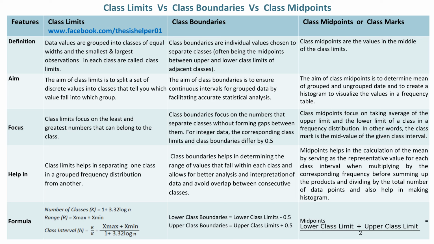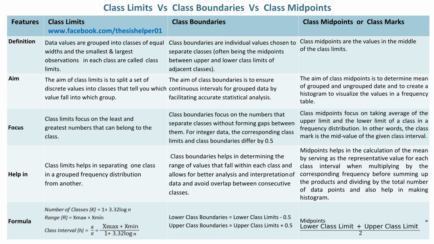Class limits help in separating one class in a grouped frequency distribution from another, whereas class boundaries help in determining the range of values that fall within each class, allow for better analysis and interpretation of data, and avoid overlap between consecutive classes. Whereas, midpoints help in the calculation of the mean by serving as the representative value for each class interval when multiplying by the corresponding frequency before summing up the products and dividing by the total number of data points, and also help in making a histogram.